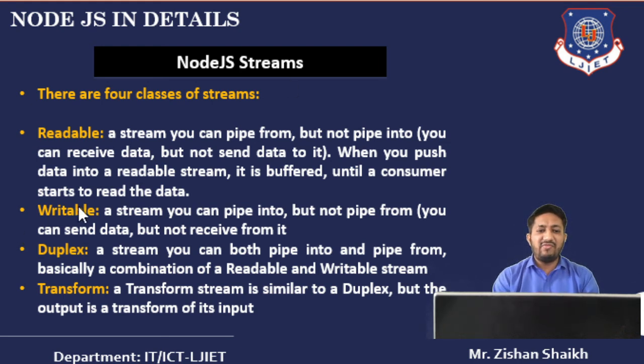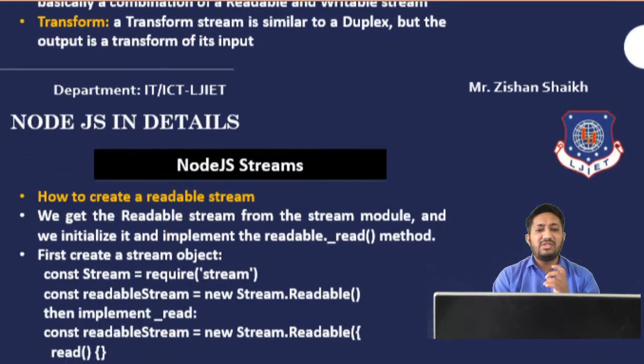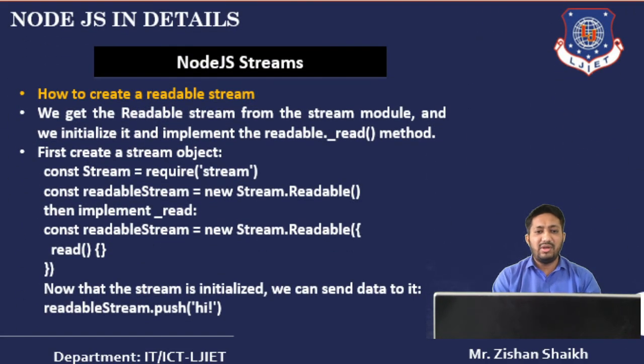In the same way, with a writable stream, you can write data into the pipe but you can't read the data. With a duplex stream, you can both pipe into and pipe from, so we can read and write in a single stream. Readable and writable work both handled by which class? The duplex class. The next one is transform. It is similar to duplex, but the output of the transformation can be considered as an input. This is the streaming class used for that purpose.